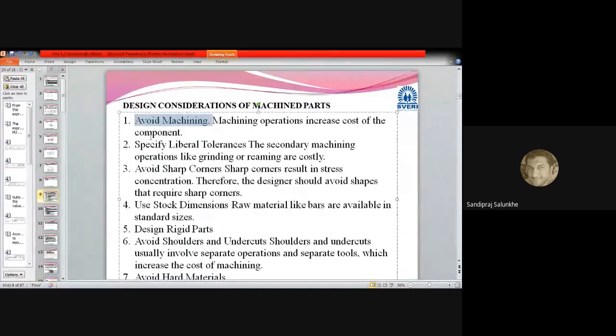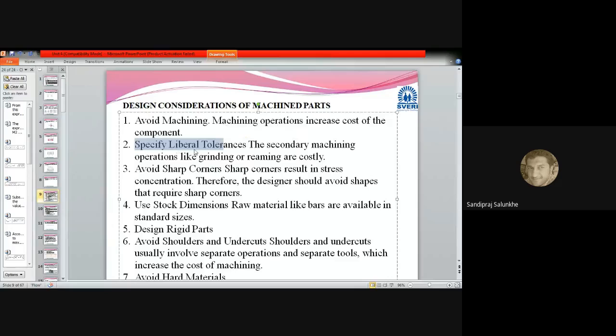As far as possible, the component should be manufactured with the help of other methods. So the first consideration, as far as possible, is to avoid machining. But you know that it is very difficult to avoid the machining of any component. There are very few components which get manufactured and do not require any machining. Very, very few.